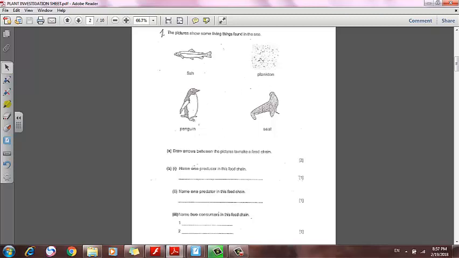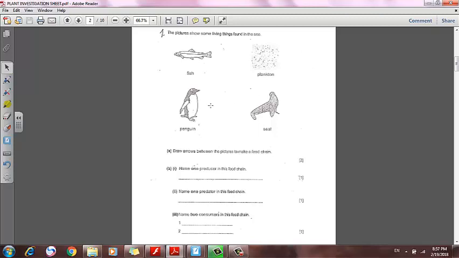So the arrow is from the plankton to the fish, then from the fish to the penguin, then from the penguin to the seal. Name one producer in this food chain. We said the producer is the plant, so it's going to be the plankton. Name one predator in this food chain. It can be penguin or seal.